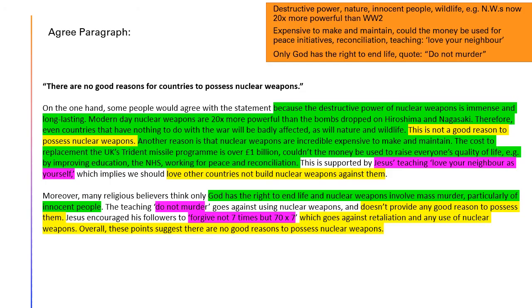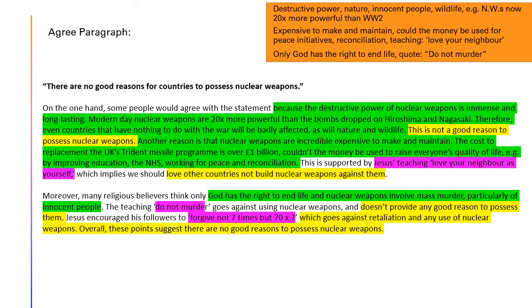So how are we going to write this up? We're going to come to write up the agree paragraph. We're going to have our points at the top here in the orange box, and I'll talk you through how I've written it up. So the green highlighting is where I've specifically referred to the points that we've planned. The yellow highlighting is where I've referred back to the question, either using the words of the question or referring to the ideas of the question. And the purple highlighting is our religious teachings or our religious quotes. Key points to include in the 12-mark question. So here it goes. This is how we would write it up.